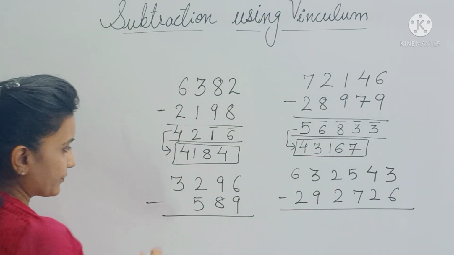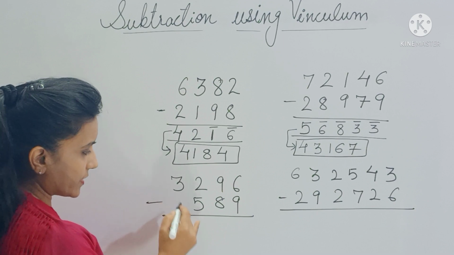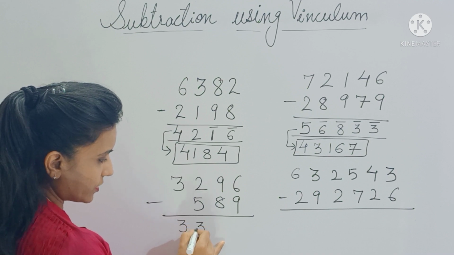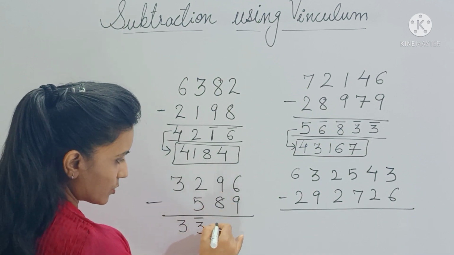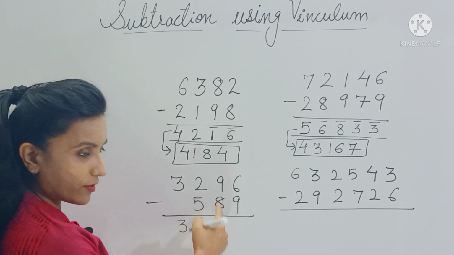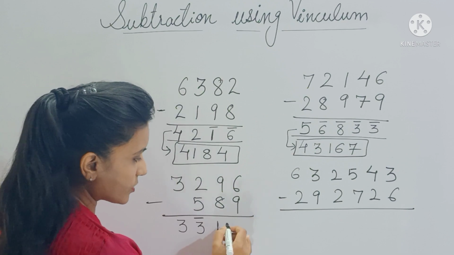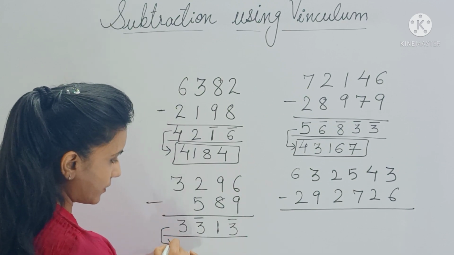Now one more problem. Here there is nothing here, so we can assume 0 is there, right? So 3 minus 0 is 3. Now again subtraction is not possible, so do the reverse subtraction and put the bar. Here 9 minus 8 is 1. Subtraction is possible, right? So we are not putting the bar. Here again subtraction is not possible. So put 3 bar.